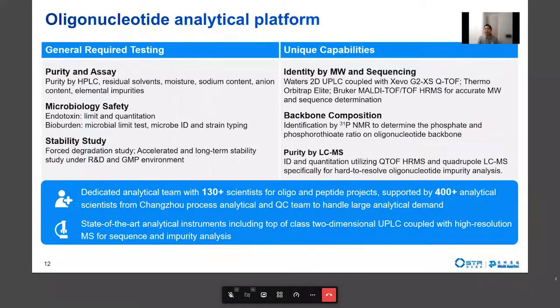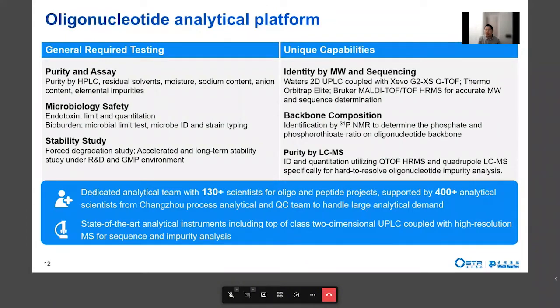For analytical capabilities, we have established extensive capability to handle all oligo API-related testing and release services. We will have 9 QTOF high-resolution mass spectrometers by the end of this year, so that we have sufficient capacity to meet the increased demand from our projects.